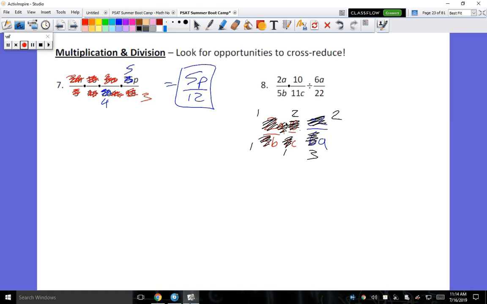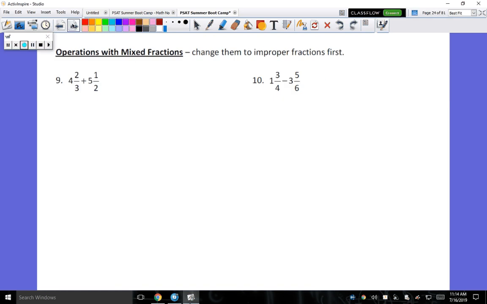I see these A's go away. And now the things that are left are 1, 2, 2, 1, 1, 3, and the BC. So my final answer, because nothing else reduces from here, would be 4 over 3 BC. You agree? Okay. Let's move on.